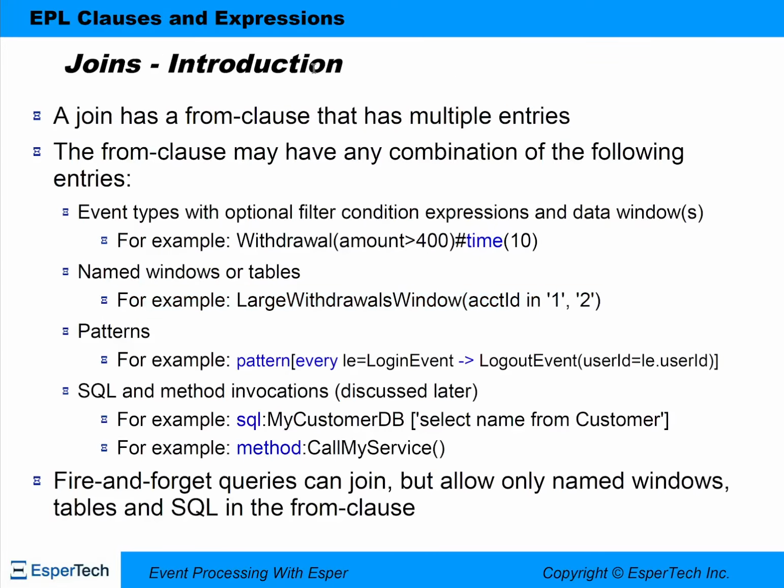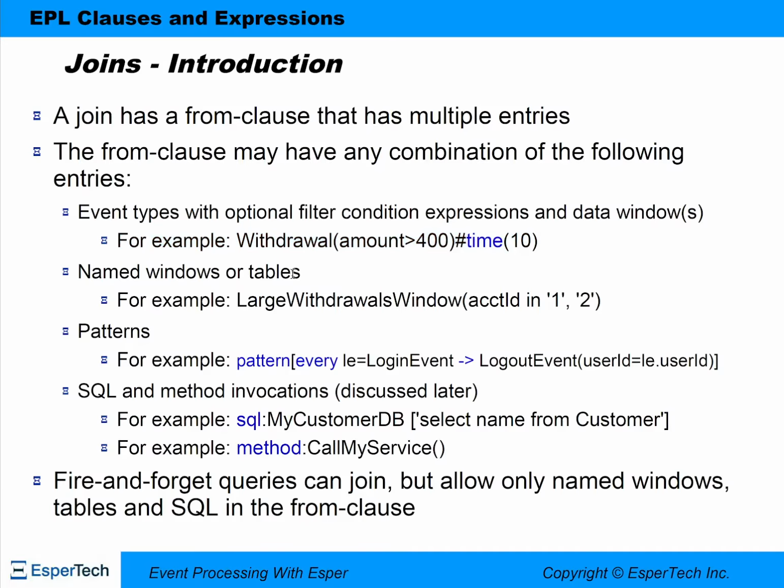This slide and the next couple of slides are about joins. A join has a from clause that has multiple entries. The from clause may have any combination of the following entries. The from clause can have an event type with optional filter condition expressions and data windows. For example, Withdrawal(amount > 400).win:time(10).